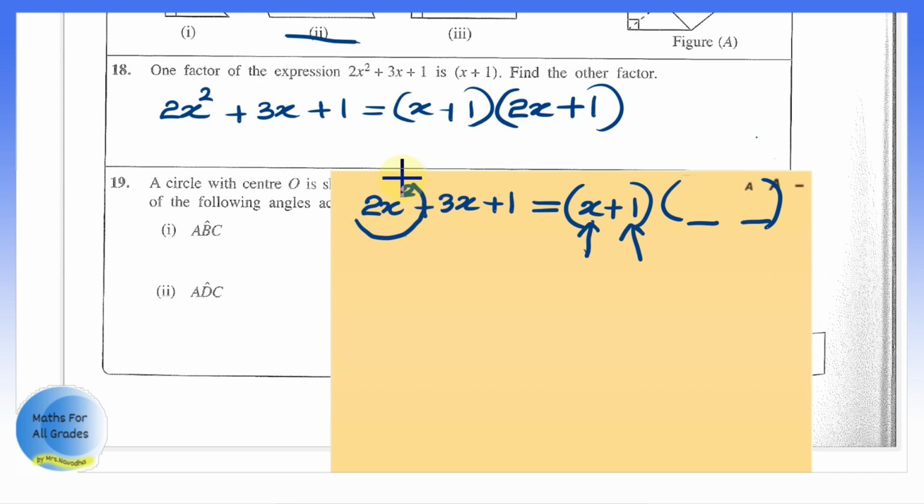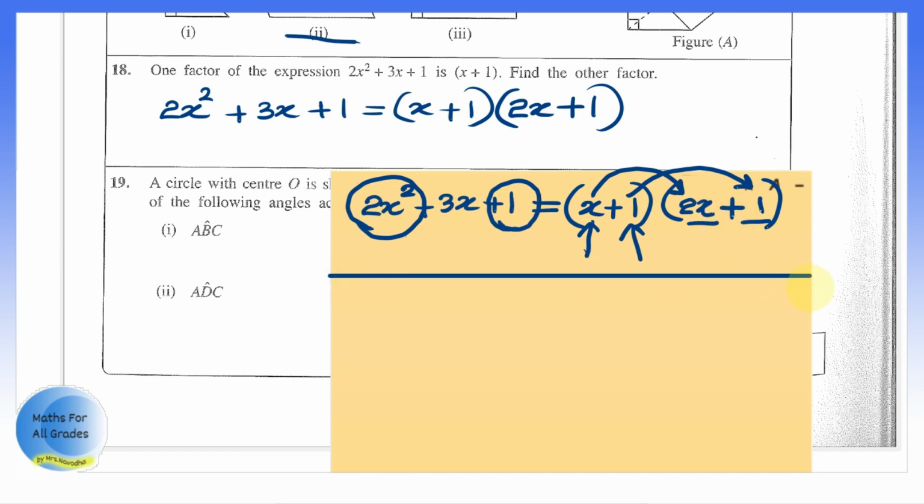Now to get 2x squared, you have to multiply this x by 2x. Do the multiplication again. x times 2x equals 2x squared. Now there is a constant value and it's 1. So you have to multiply this 1 by 1. 1 times 1 equals 1. I am writing a plus sign here because all these terms are positive.